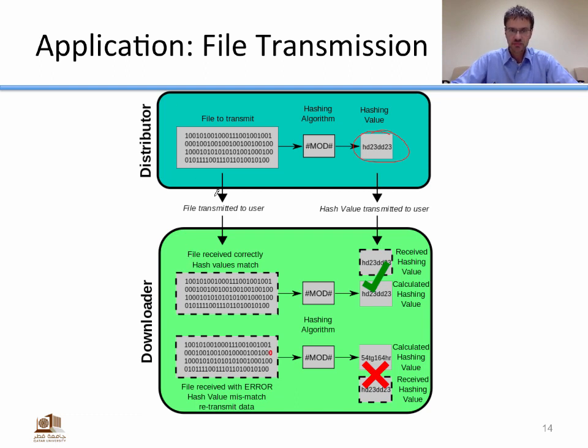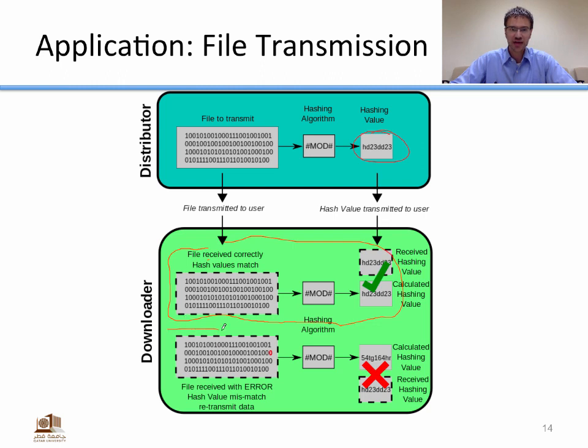Because if the user downloads the file and the file is received correctly, well then when the user hashes that file using the same hashing algorithm that the distributor did, the hashes will match. So the hash that the user downloaded from the distributor and the hash that they generated from the file will match because they were generated from the same data. So same data into the hash function gets the same data out.